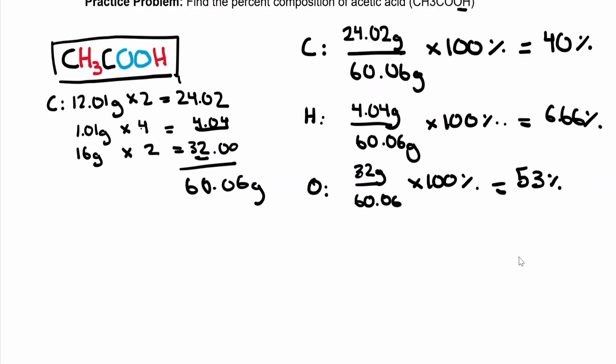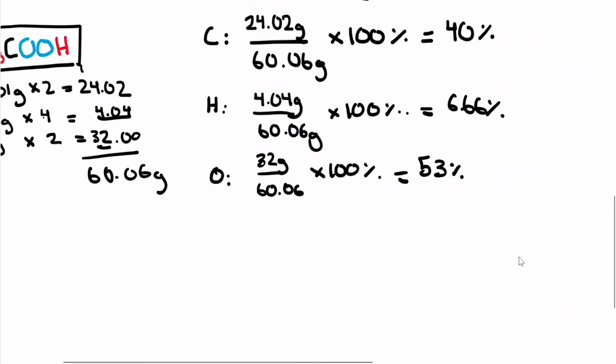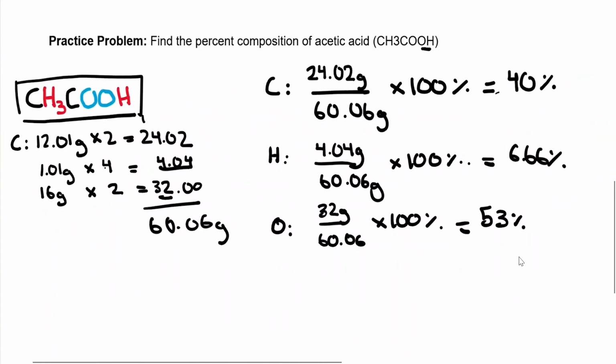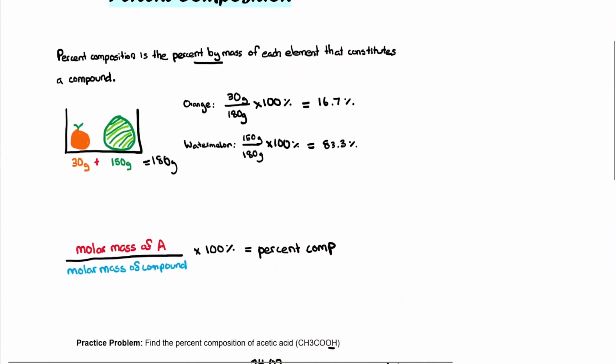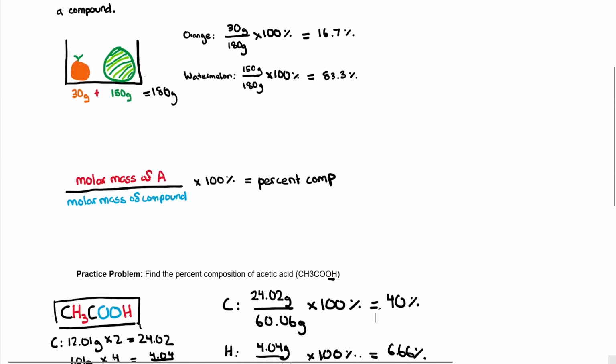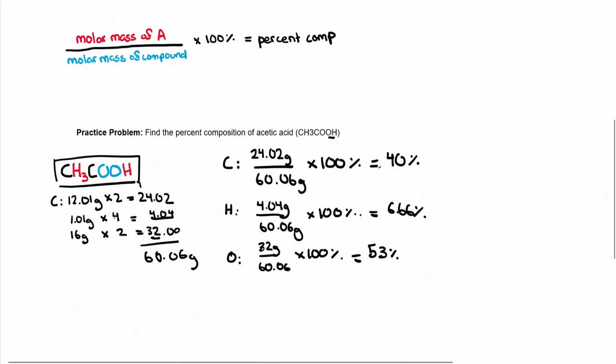And just to make sure we did this all correctly, we can add these values up. 53 plus 6.666 is about 60%, and plus 40%, that's about 100%. All right, so that's determining the percent composition of acetic acid. In this video, we looked at percent composition, what it is. We looked at an example at the grocery store. We looked at the general formula of how to determine the percent composition, and we did a practice problem where we determined the percent composition of acetic acid.